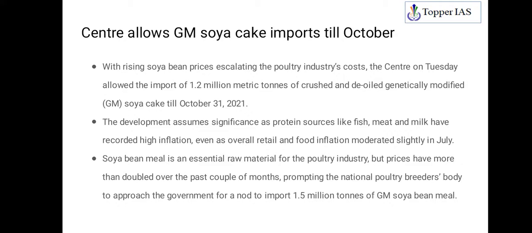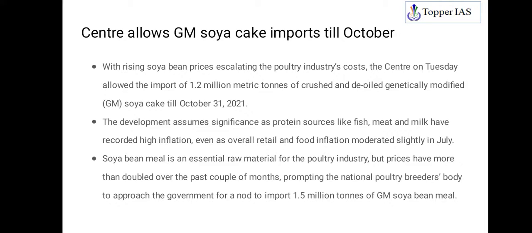See, a poultry industry basically needs GM soybean meal. Okay. But the cost of soybean meal has increased in India. So if you allow imports from other countries, what happens is greater availability of input, so that reduces the cost of soybean meal, right? So this will in turn reduce the cost of poultry output, right? So once that happens, you see there will be a moderation in even inflation, right? The prices of fish, meat, milk have been soaring already, right? So that all will come down with such kind of measures.